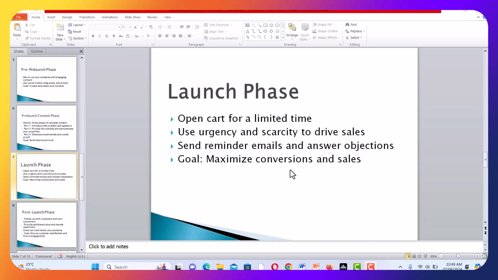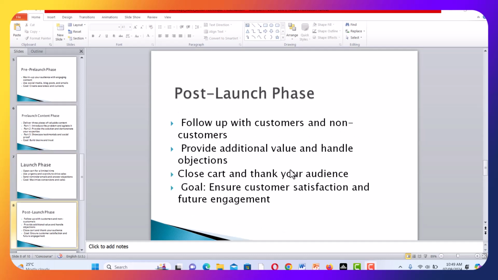Then the last one is post-launch phase. The post-launch phase is where you follow up with your customers and non-customers, those who bought your course and those who did not buy. Then provide additional value and address objections. Close cart and thank your audience. Thank them, those who subscribed to your course and those who did not.